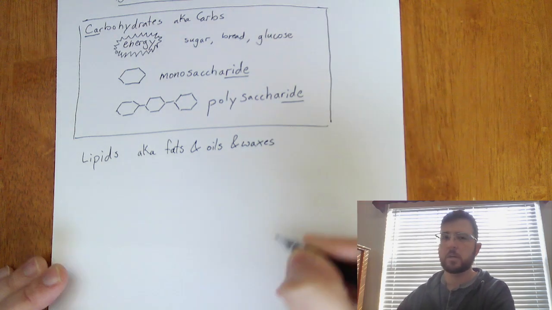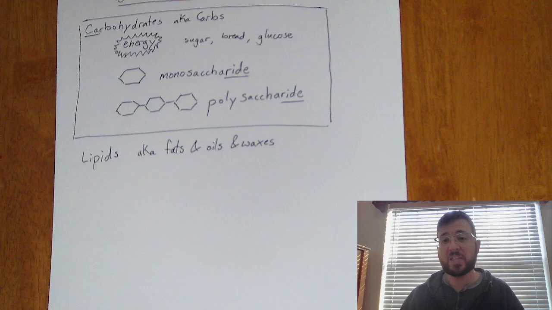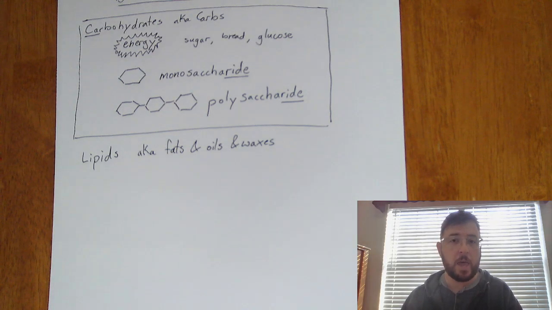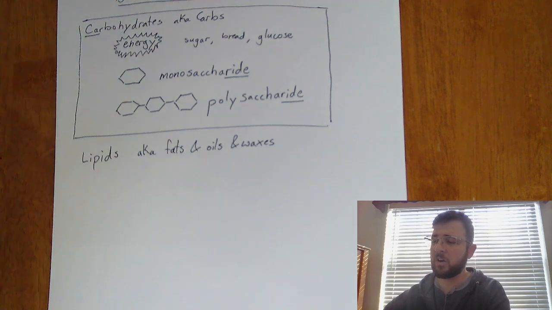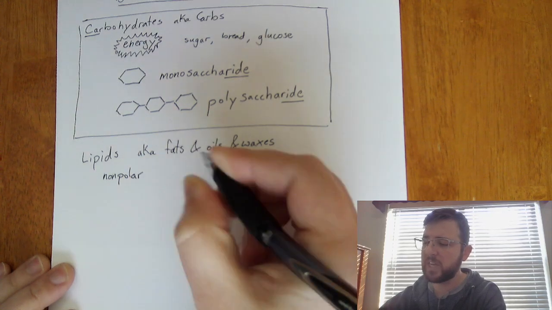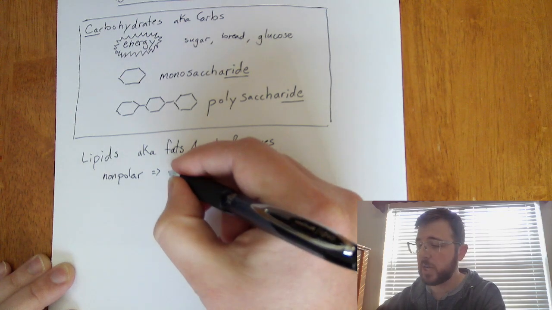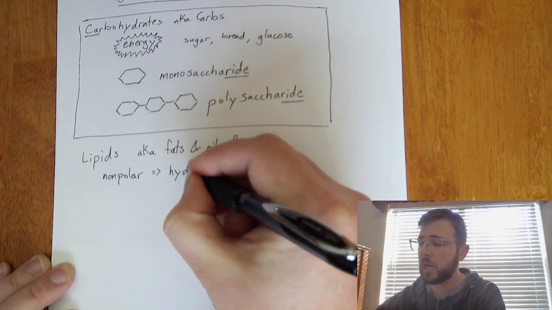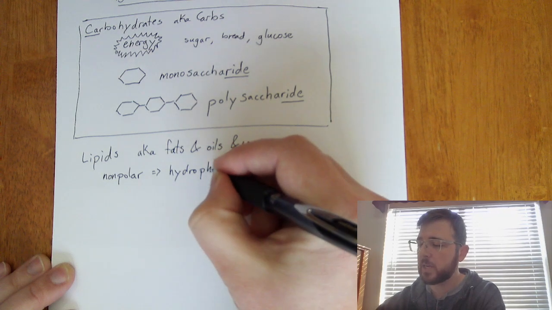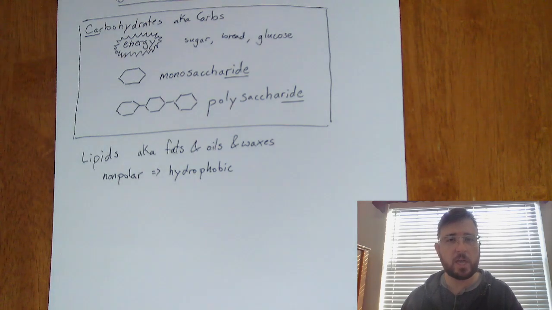waxes. Lipids are interesting biomolecules because they're not grouped together based on their chemical structure per se, but they're grouped together because they are non-polar, which means they don't like water. Okay? They are hydrophobic. In our next video, we'll talk more about water and the different properties and what that really means. So if you're not really sure, just hang on and watch the next video.